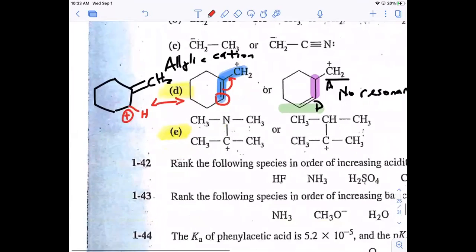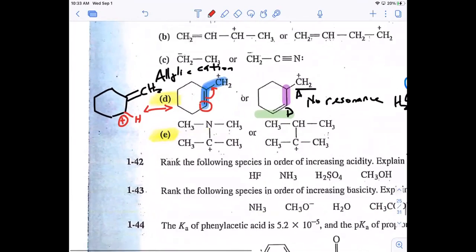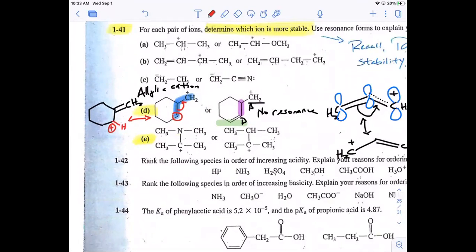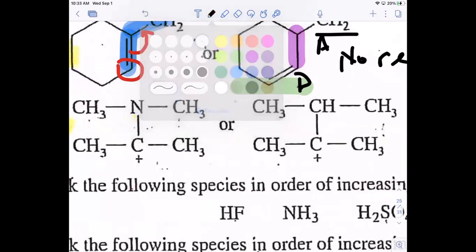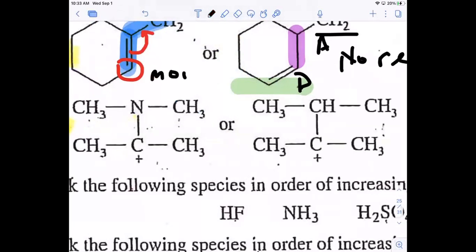All right. So now the original question is, which one is more stable? Is it the one that can do resonance or the one that can't do resonance? The one that can do resonance. Yeah, this is going to be more stable. Right? Resonance always offers stability.